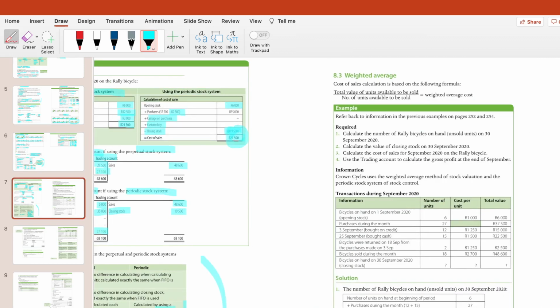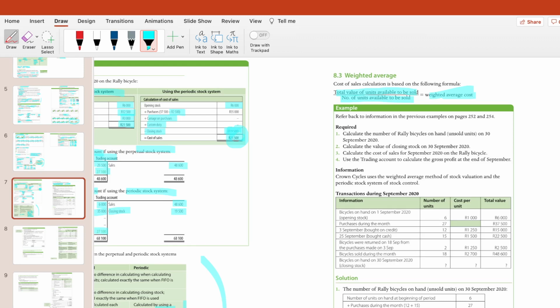So your cost of sales calculation is based on the following. We do the total value of units available to be sold, and we divide it by the number of units available to be sold. So we take the value of the units and we divide it by the number of units, and then we get the weighted average cost.